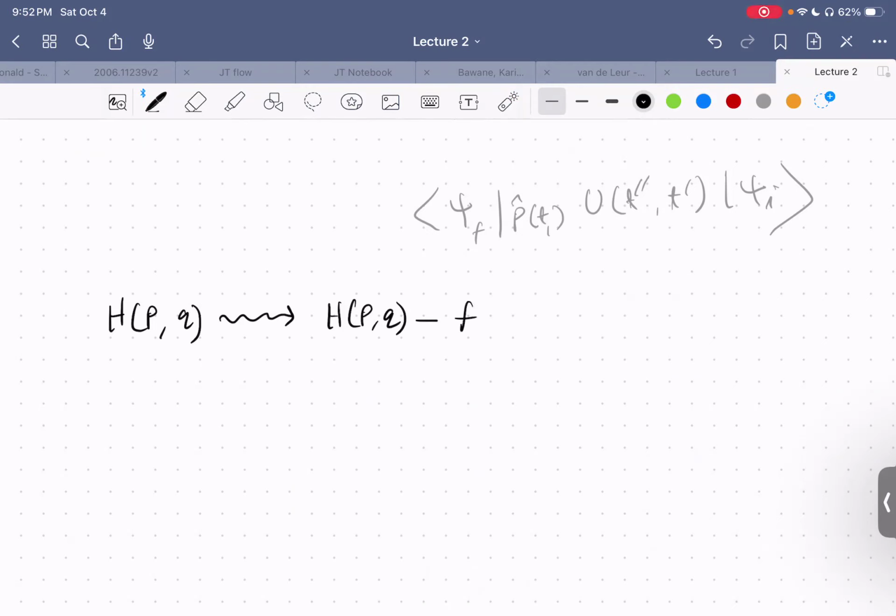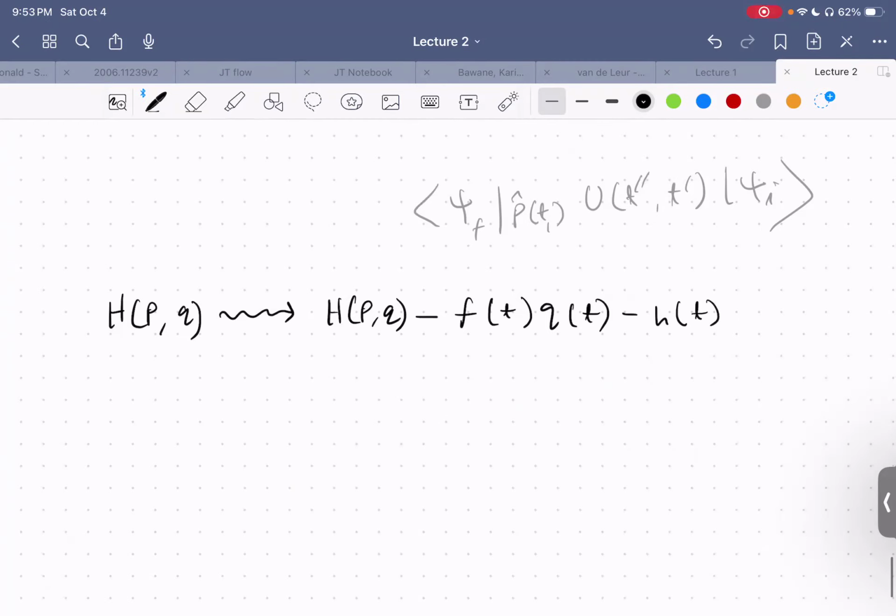Take a completely arbitrary function, f, a function of time, and another completely arbitrary function, h. I'm omitting g because g looks like a metric. These f and h have no physical meaning. q and p are, of course, position and momentum, but these are completely arbitrary functions. So what do we gain by doing this?